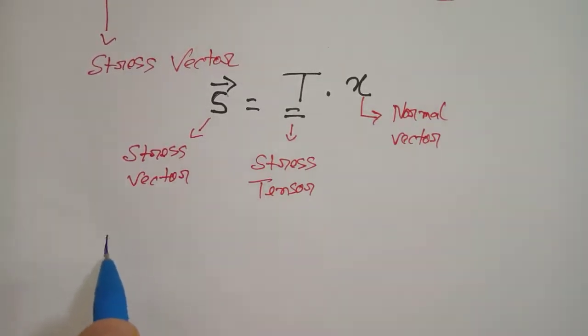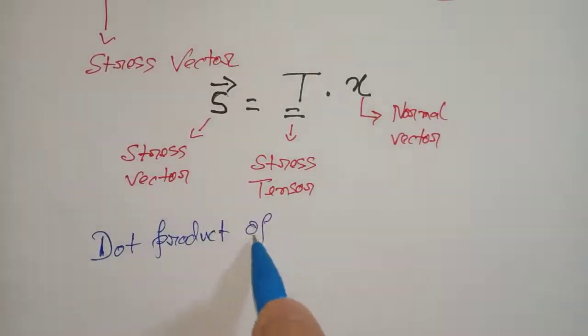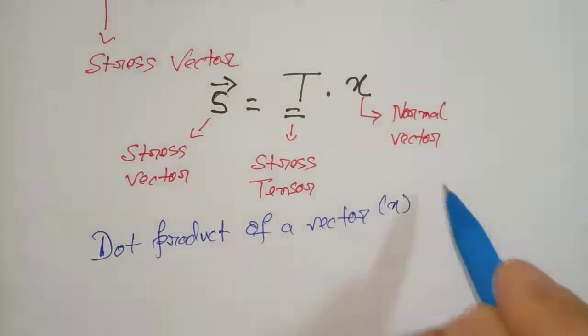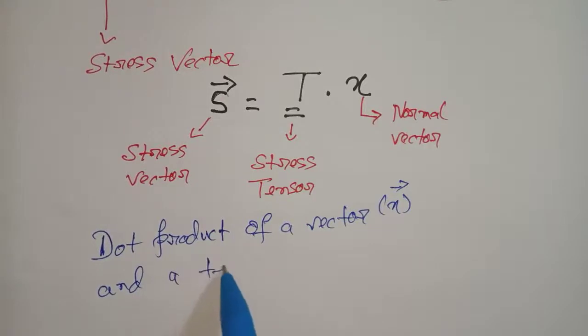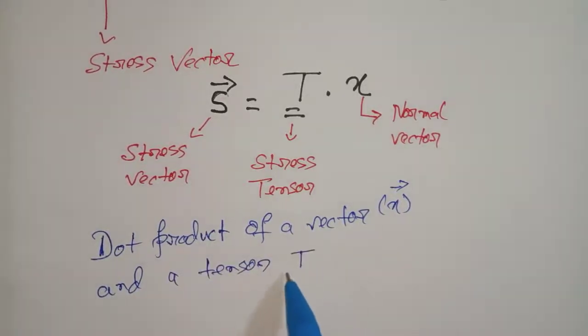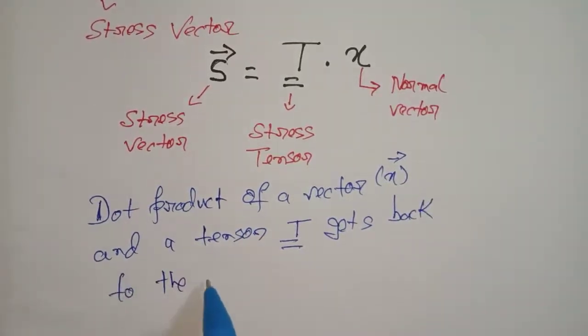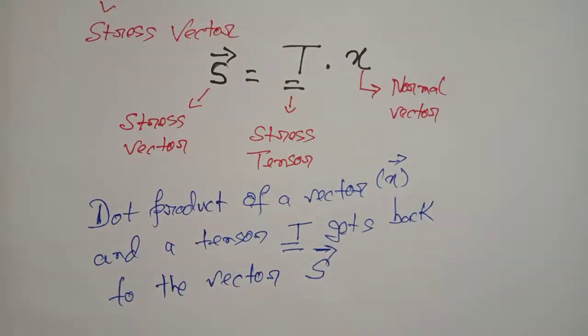We can write it something like: dot product of a vector, in this case x, which is the normal vector, and a tensor, which is this one, T, the stress tensor, gets back to the vector, this one, S, the stress vector.